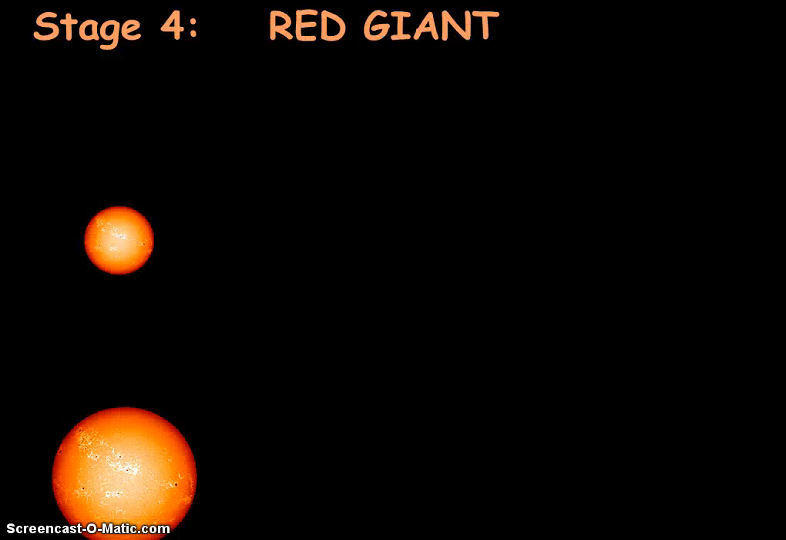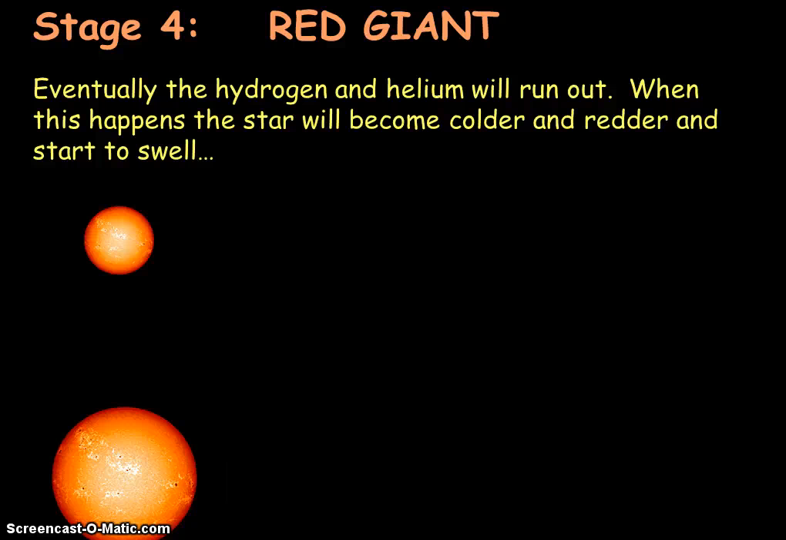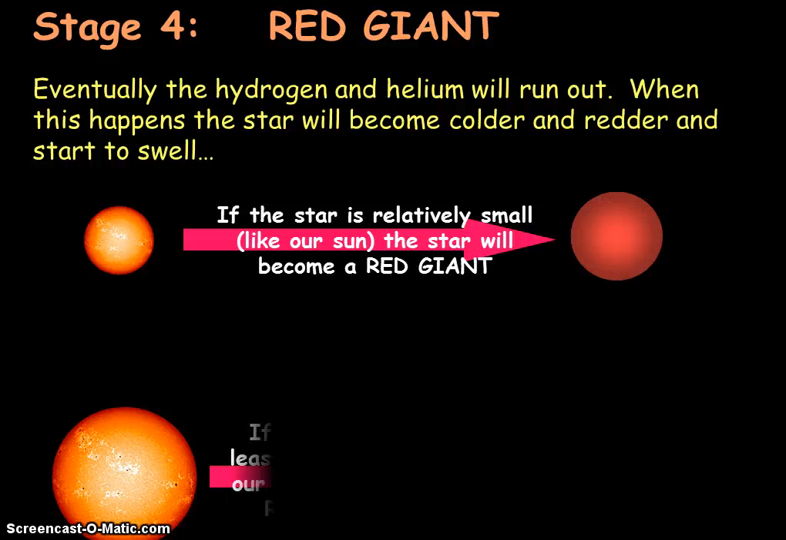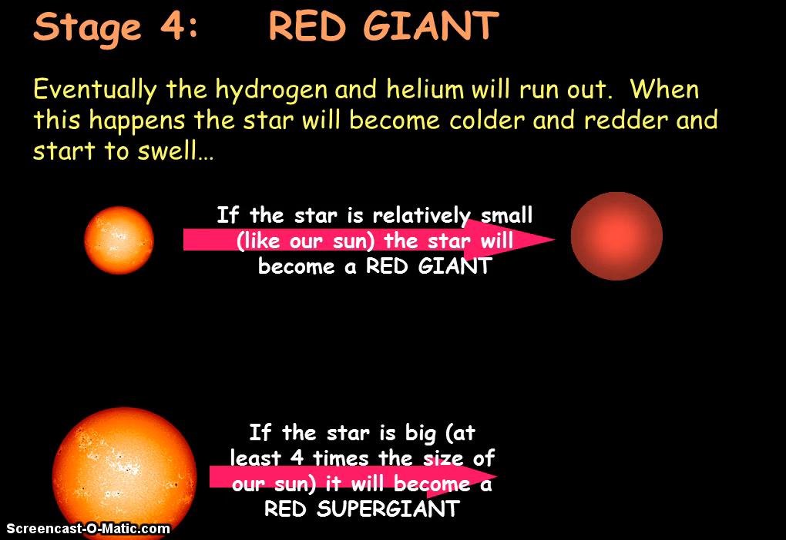Okay, so what happens after this? Now, this is where we can split into two stages. All stars eventually die, but what happens to them depends on their mass. Small stars, like our sun, gradually cool and expand to become a red giant, as you can see at the top. The outer layers of the star break away and form a planetary nebula. All that remains is the white hot core of the star, and this white dwarf gradually cools over time.